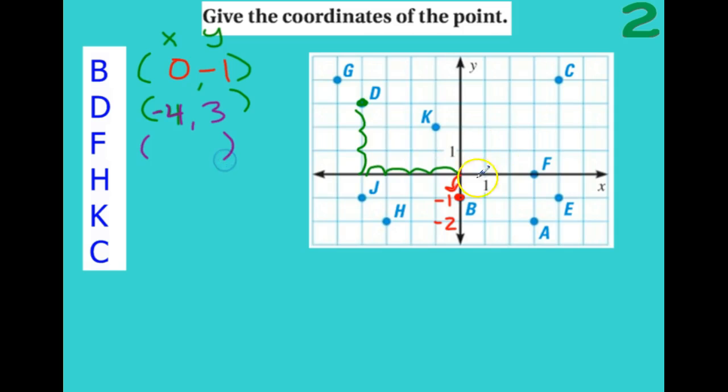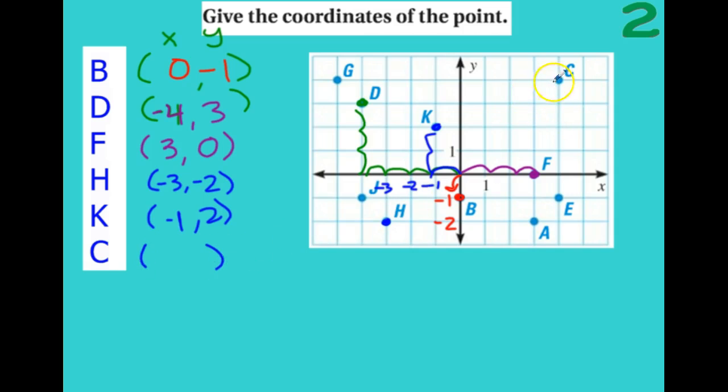Our next point, point F, right here on our x-axis first we went 1, 2, 3 to the right. And then y, we didn't go up and down, so 3, 0. Then point H, where's H? Oh, down here. We went to the left, -1, -2, -3. And then down 2, so -2. Point K, right here. X first, we went 1 to the left, so -1. These are negatives also. And then up 1, 2, so positive 2.